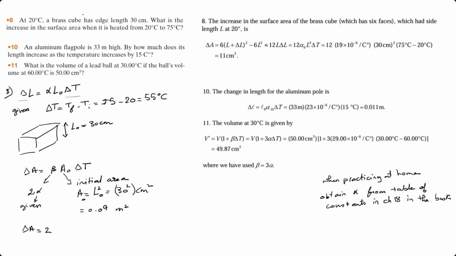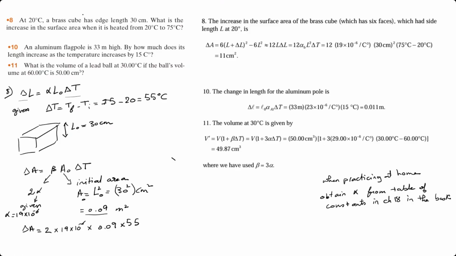So yes, I found the initial area and I found alpha to be 19 times 10 power minus 6. So the change in the area is going to be 2 times 19 times 10 power minus 6 times the initial area, which is 0.09, times delta T, which is 55. I want you to notice something.